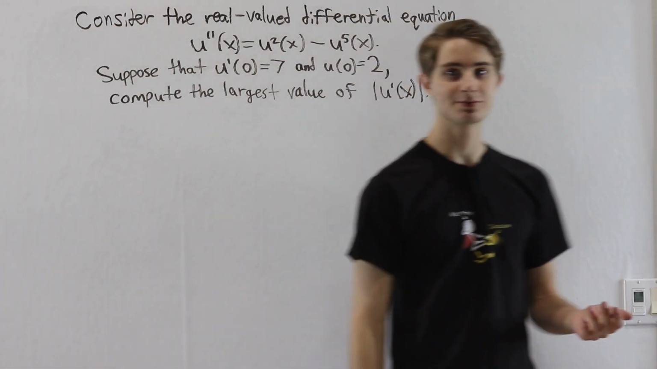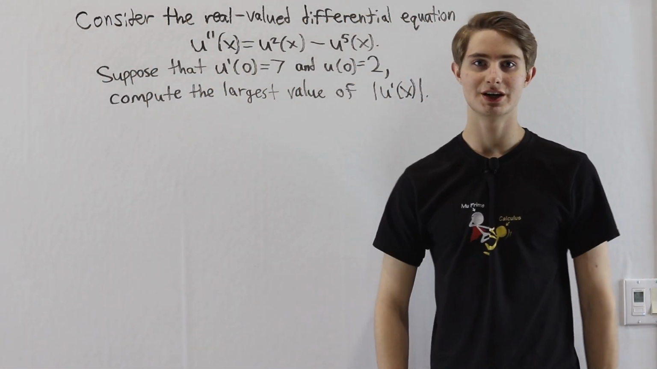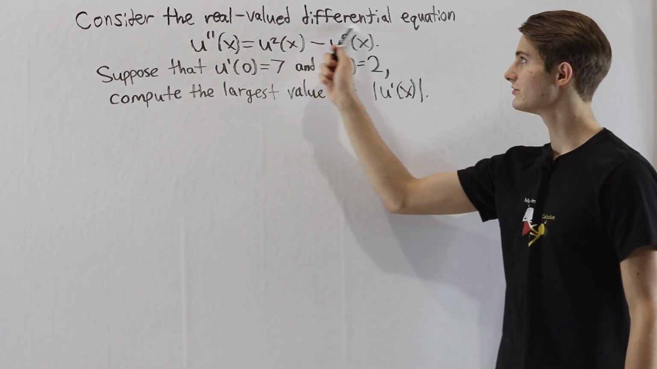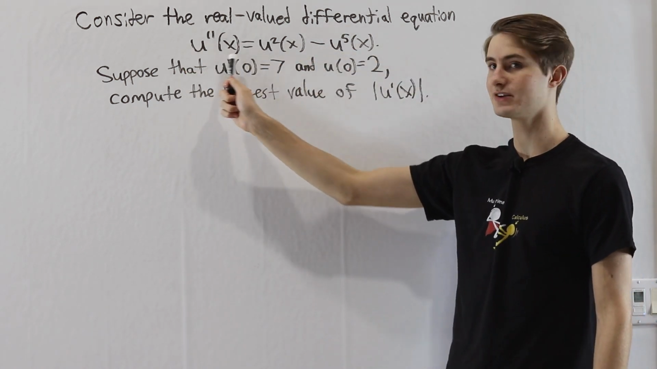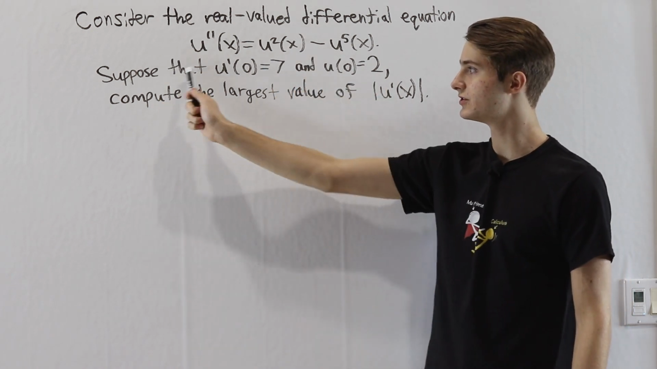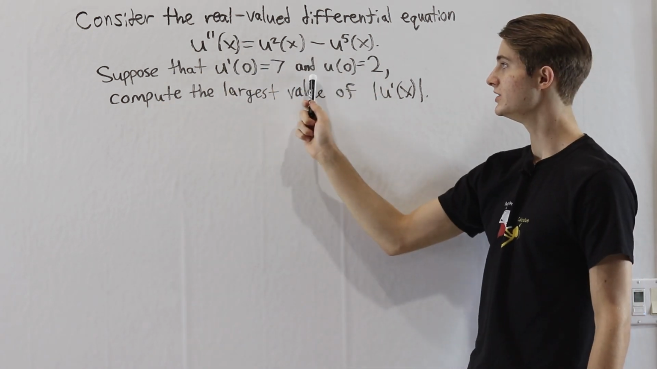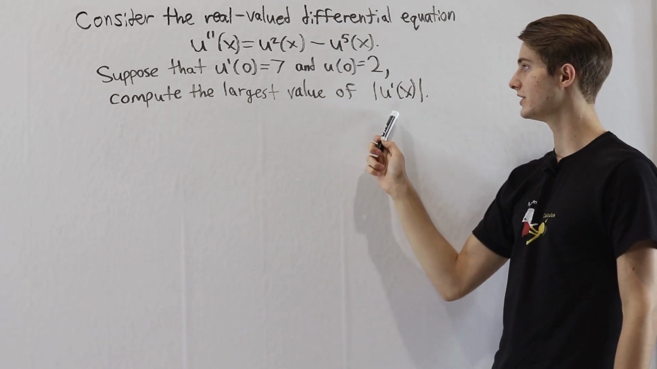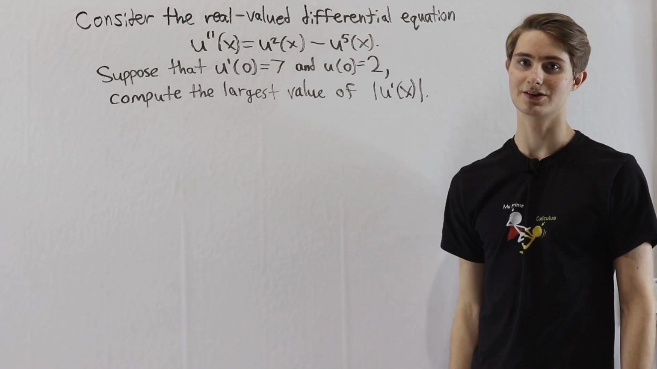So we are going to do this problem from the 2015 Johns Hopkins Math Tournament in Calculus. Consider the real-valued differential equation u''(x) = u²(x) − u⁵(x). Suppose that u'(0) = 7 and u(0) = 2. Compute the largest value of the absolute value of u'(x).